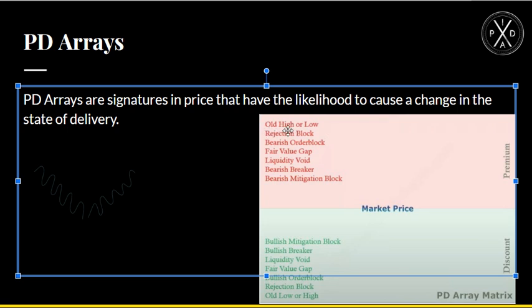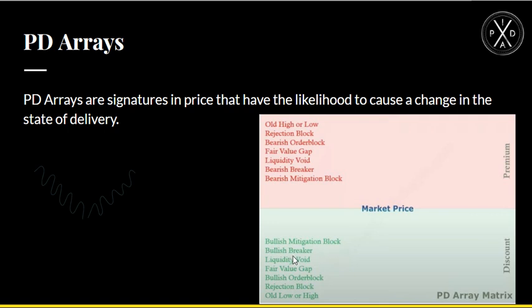Well, the PD arrays are old highs or lows, rejection blocks, bearish order blocks, fair value gaps, liquidity voids, bearish breakers, and bearish mitigation blocks. So those are the premium arrays. And then we have the discount arrays, which are the bullish mitigation block, the bullish breaker, the liquidity void, the fair value gap, the bullish order block, the rejection block, and then we have old high or low again. So we'll go take a look at all of these PD arrays in depth. So let's take a look at what the bullish mitigation block would look like first.